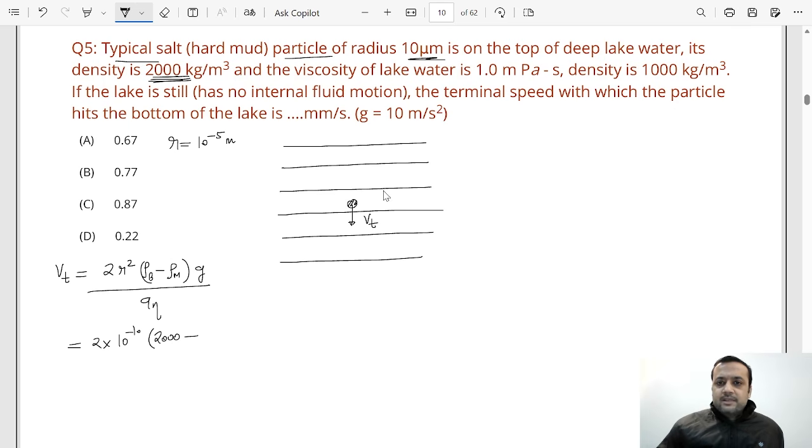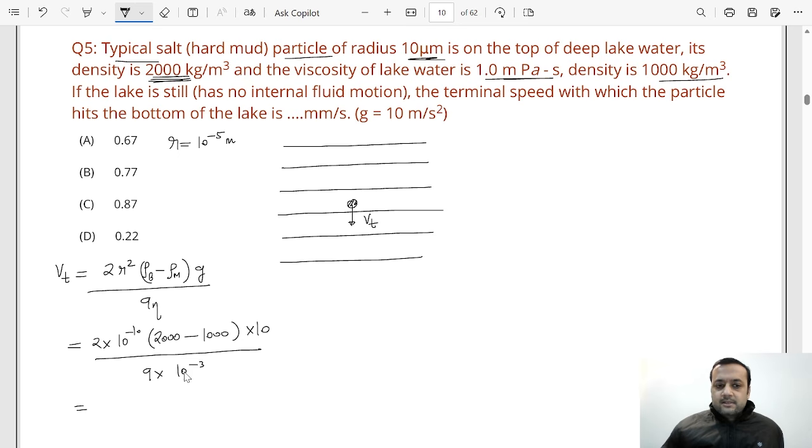Density of the medium. The medium here is water, and we know that water has a density of 1000 itself, so you can put that directly here. Gravity we can take as 10, divided by 9 into eta. Eta is the coefficient of viscosity, which here is 1 millipascal second. In the standard unit it will become 10 to the power minus 3 because of this milli.